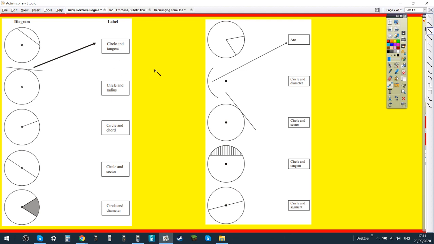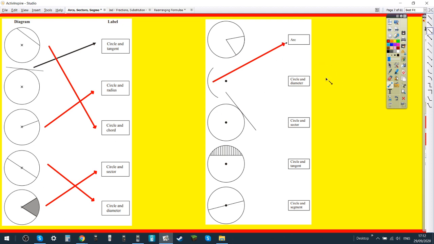Okay, match up. Start with the ones on the left. Is the third one the circle and the radius? Then no, the one underneath that is circle and diameter. And I think the top one is circle and chord. And the last one is circle and sector. And so the one that was done first was circle and tangent, this line that just touches at one point. The one that's done for us here is arc, and that is the part of a circumference in a sector.